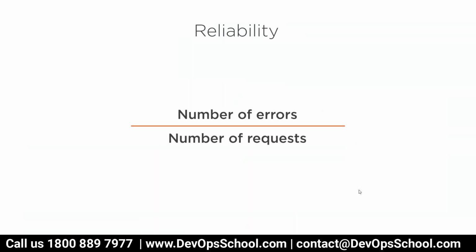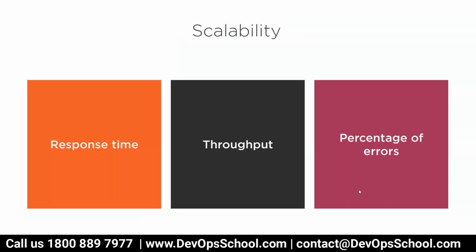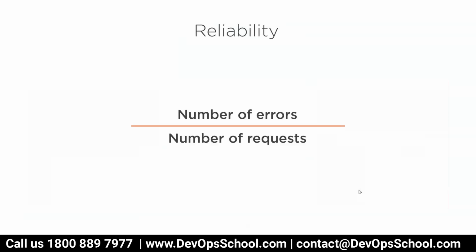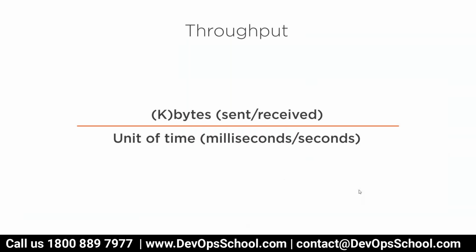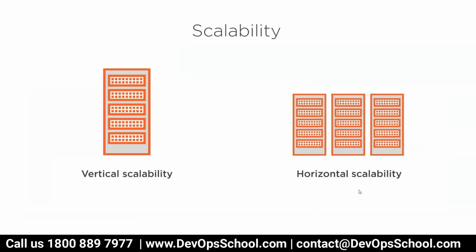Reliability: if you want to find out the number of errors by the number of requests, that's reliability. If you want to understand scalability, then response time, throughput, and percentage of errors, putting them together, bring you scalability. So these are the four keywords you need to understand in order to understand performance testing. When we say scalability, there are two types: vertical and horizontal.